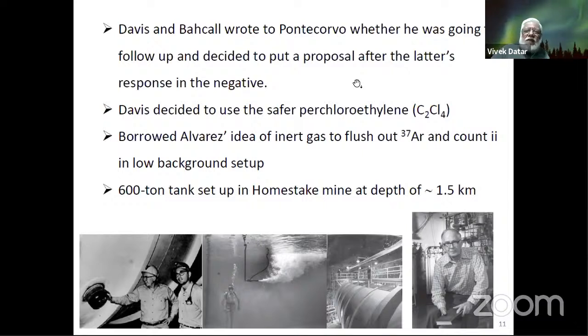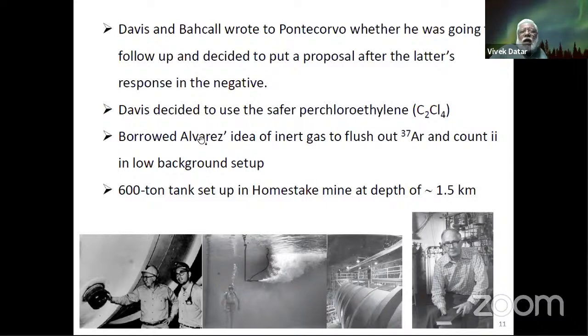Of course, initially, Davis decided to do this experiment at a reactor, and indeed he found a negative result showing that neutrinos and antineutrinos are different, because what comes out from a nuclear reactor is antineutrinos, and what comes out from the sun is neutrinos. So he didn't find any signal when he put a relatively small radiochemical detector near the reactor, and concluded that antineutrinos are different from neutrinos. He also decided to use the safer C2Cl4, which is a cleaning fluid and less problematic than carbon tetrachloride. We now know that, of course, carbon tetrachloride can cause cancer and so on.